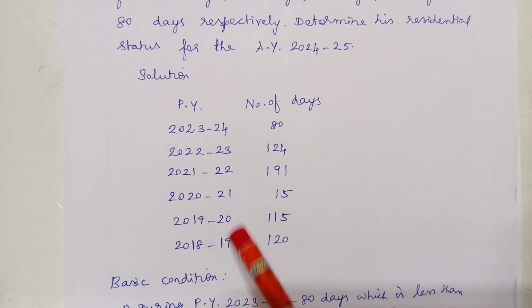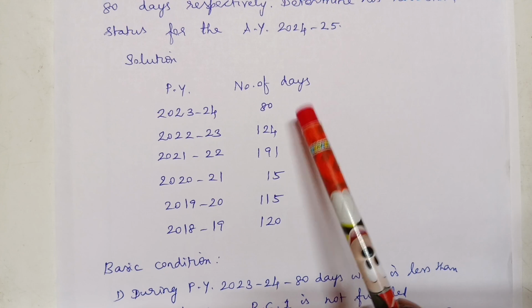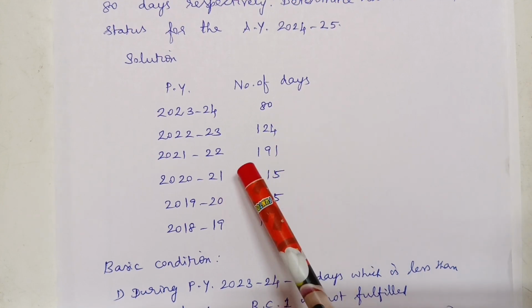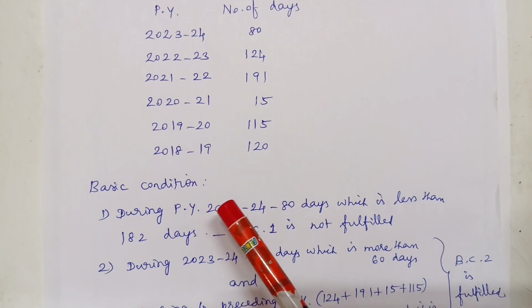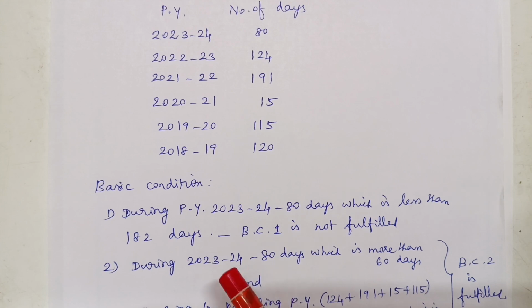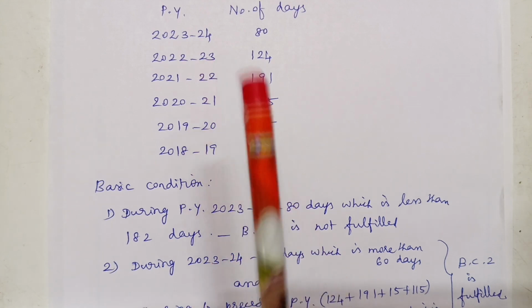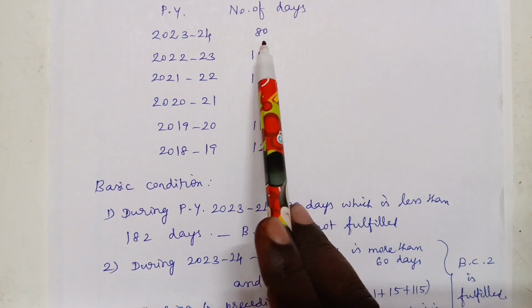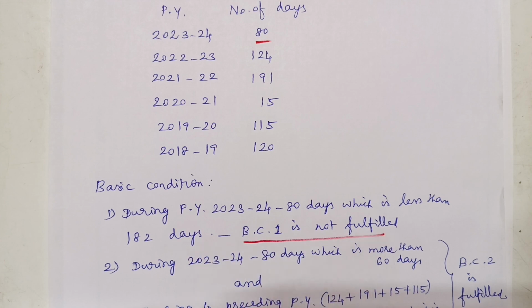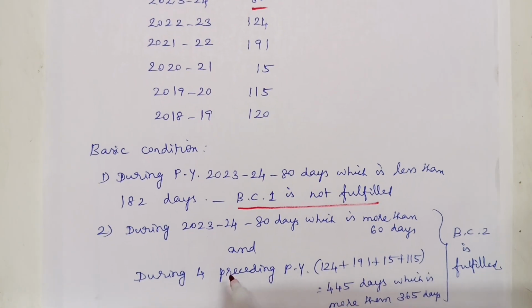Here I have just written the details given in the question about the number of days the assessee has stayed in India during various financial years. Under section 6, there are two basic conditions given. Basic condition 1 is the assessee should have stayed in India for at least 182 days during the previous year. In the previous year given in the question, we are given 80 days, which is less than 182 days. So basic condition 1 is not fulfilled. So we can check with basic condition 2.